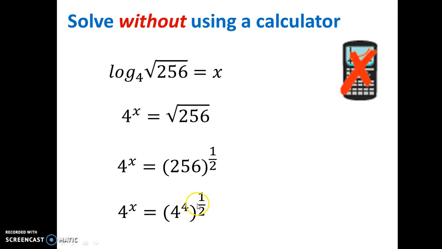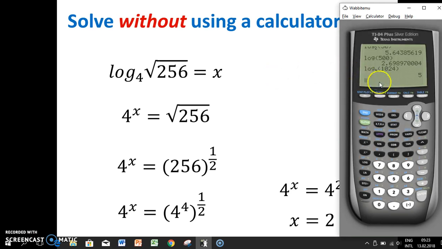Now when you have parentheses, you multiply the exponents. So 4 times a half is actually a 2. So we have 4 to the x equals 4 squared. And the exponents must be equal, so x must be 2. So again, if you punch this in on your calculator, x should be 2.